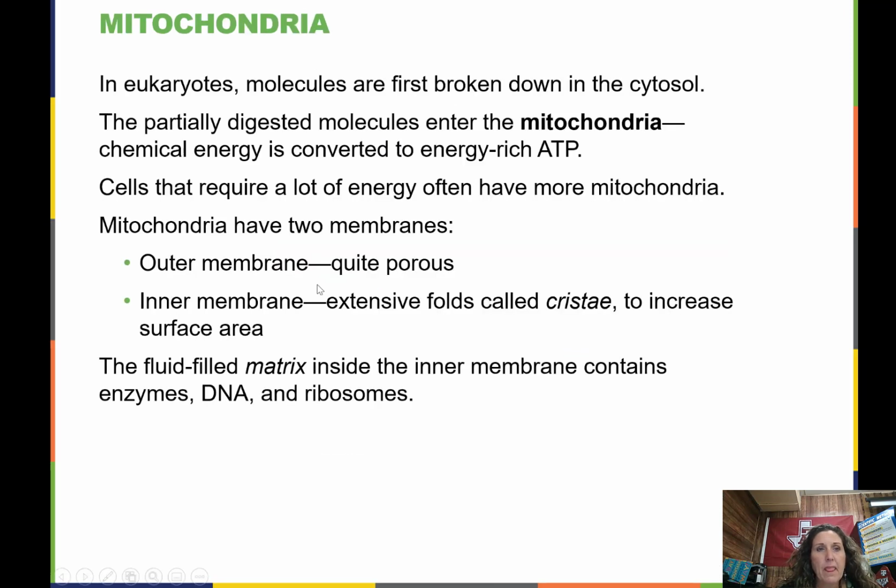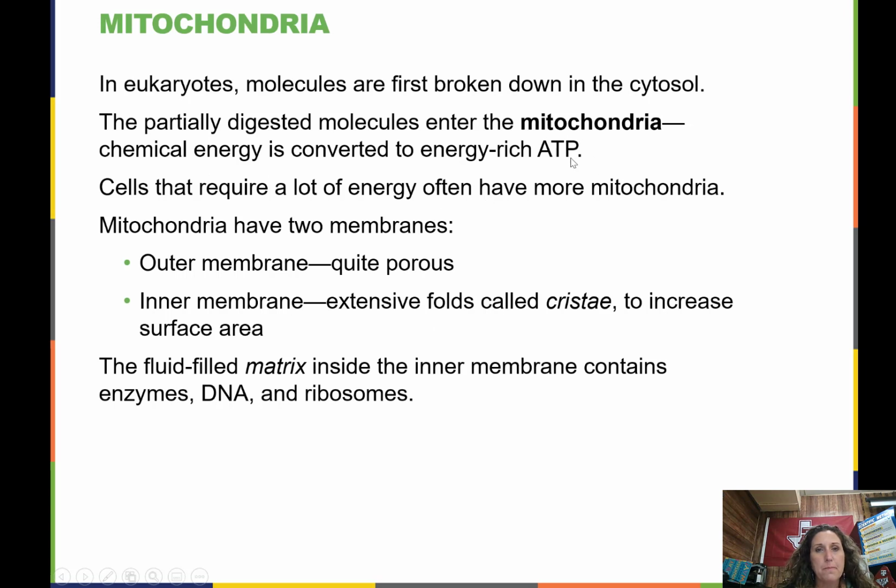In eukaryotes, molecules are first broken down in the cytoplasm, and then they enter the mitochondria, where we are going to make ATP. And so cells that require a lot more energy, like your brain cells and your muscle cells, they have a lot more mitochondria than everywhere else. And the mitochondria has an inner and an outer membrane, much like the nuclear envelope.